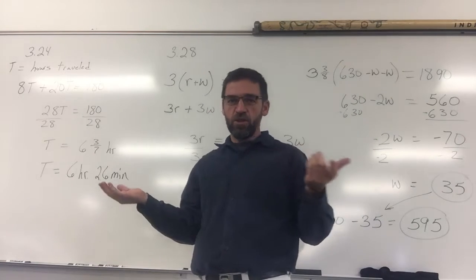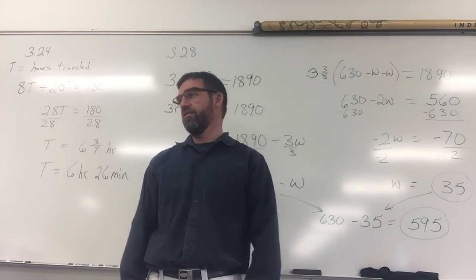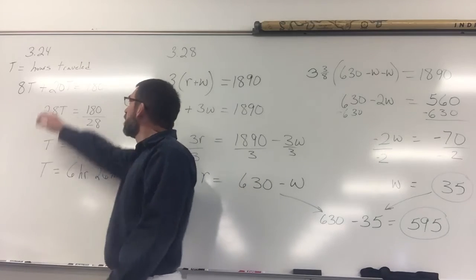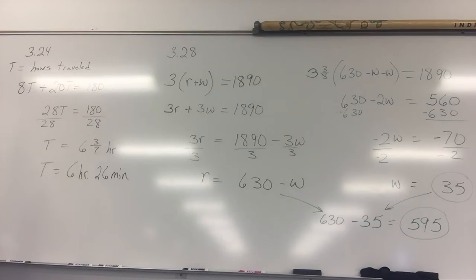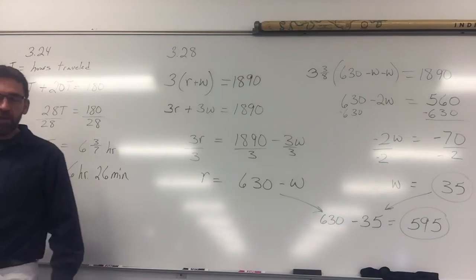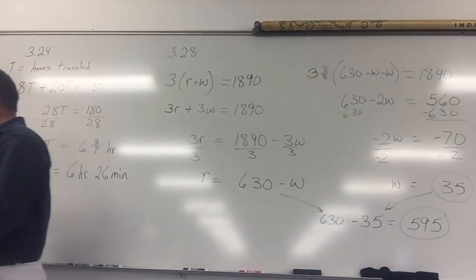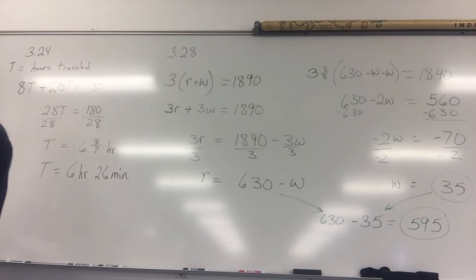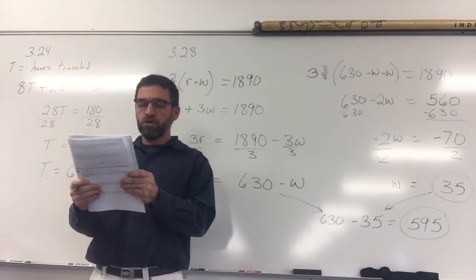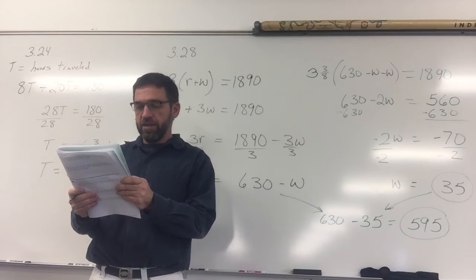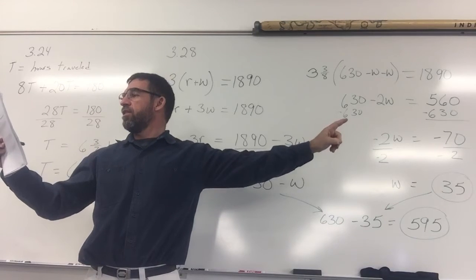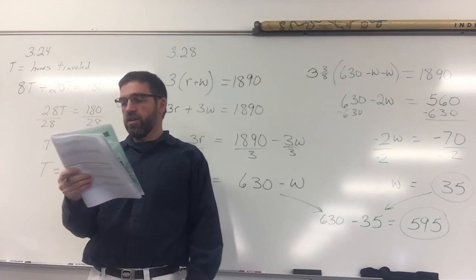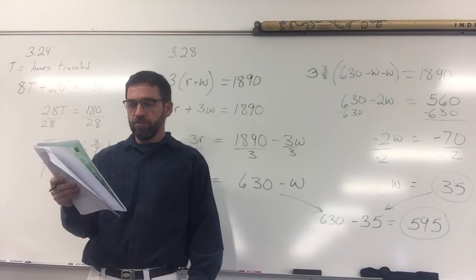So I randomly chose some problems again that I thought might be tough. The first one that I chose was 324. Problem 324. You should find it on page 40, in your answer key. It says, Al goes 8 kilometers per hour. Ben goes 20 kilometers per hour in the opposite direction. How many hours has Ben traveled when they are 180 kilometers apart?